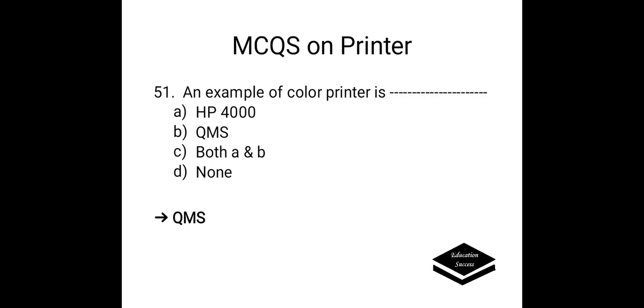An example of color printer is, options are A. HP 4000, B. QMS, C. Both A and B, D. None. Correct answer is QMS. The example of the color printer is QMS.